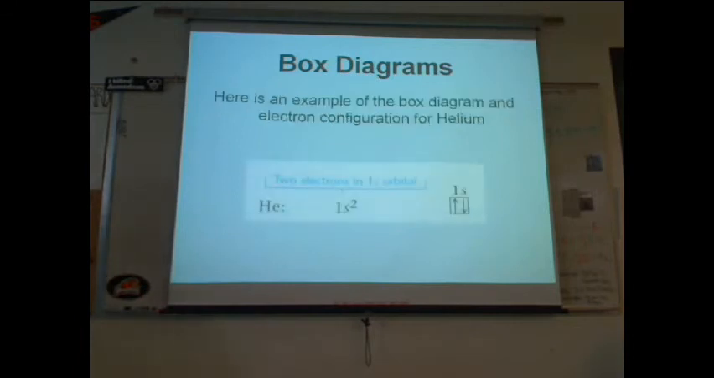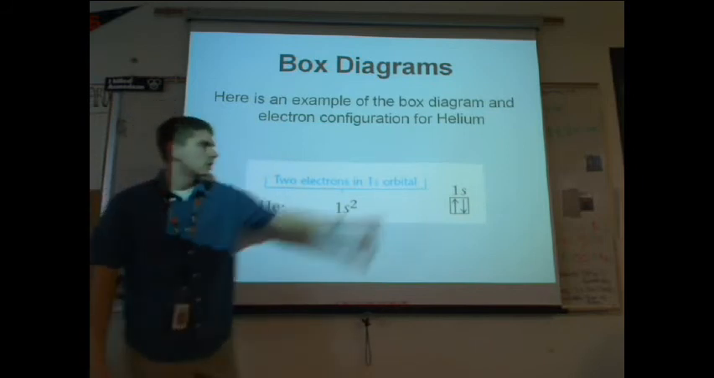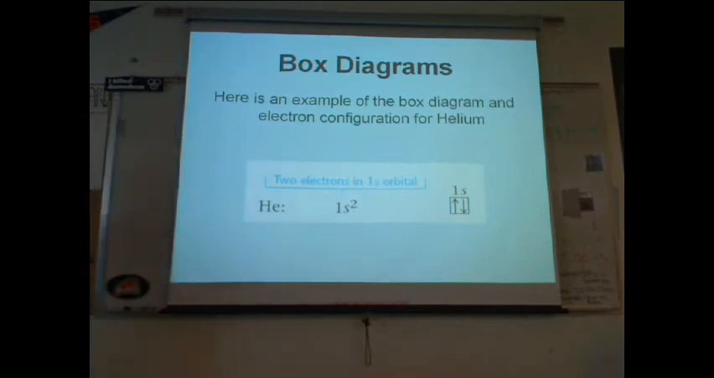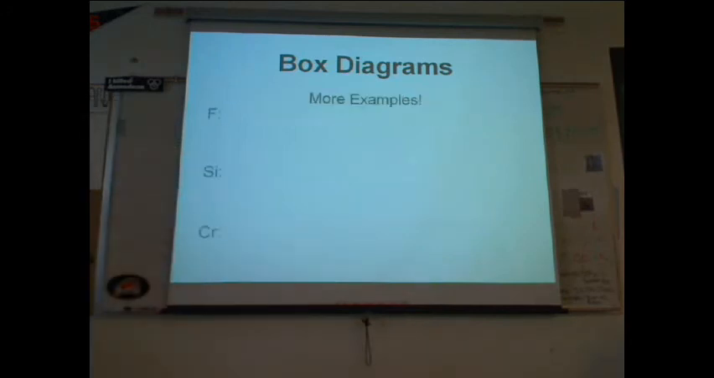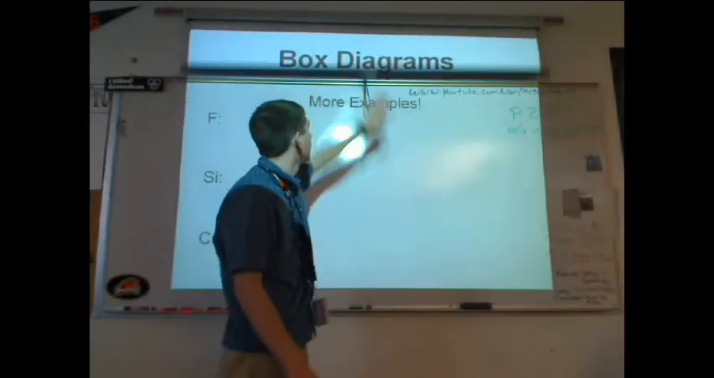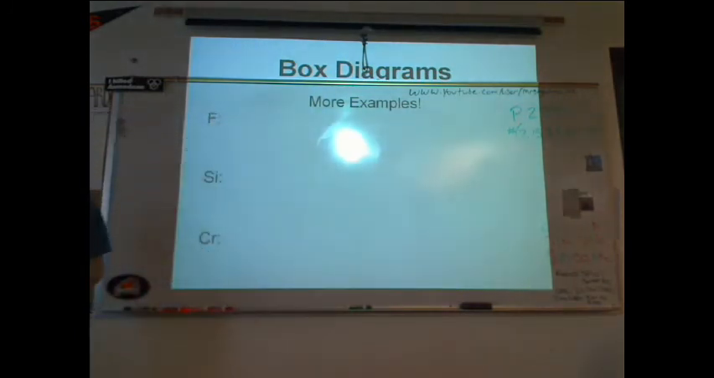All right. So helium is easy. It has 2 electrons. It's 1s2. So your 1s box has 2 arrows, 1 up, 1 down. All right, this will be the last thing we do today. Whereas these are a little different. So fluorine, for instance. What is fluorine's electron configuration?